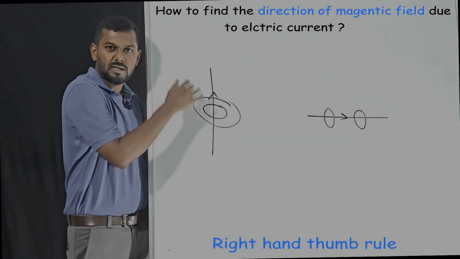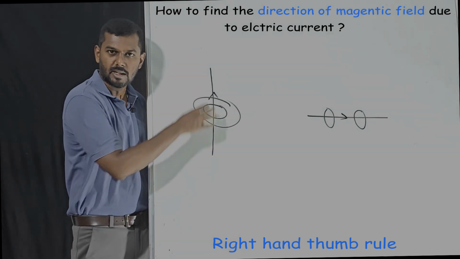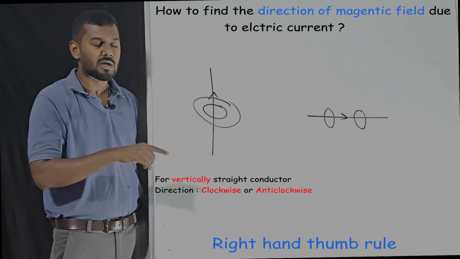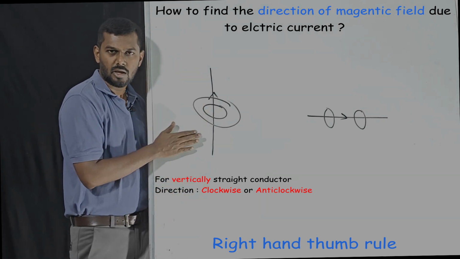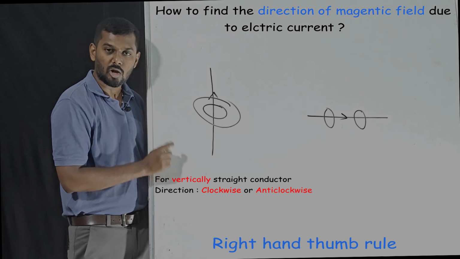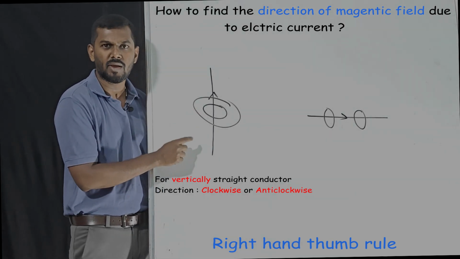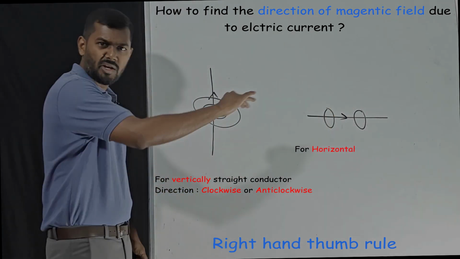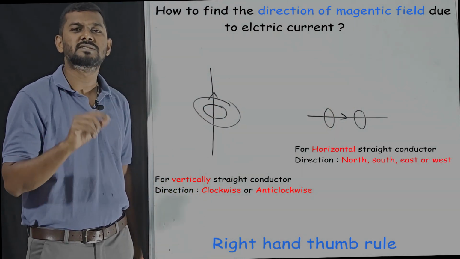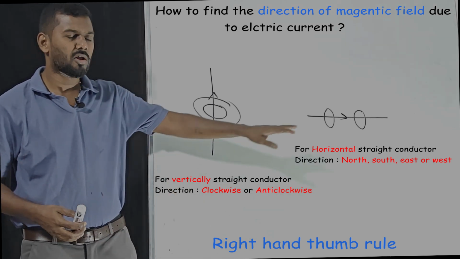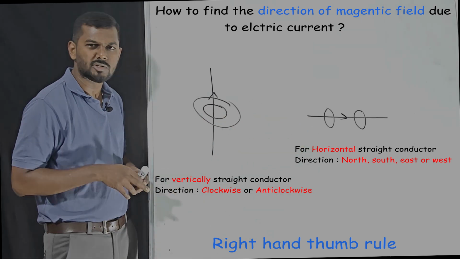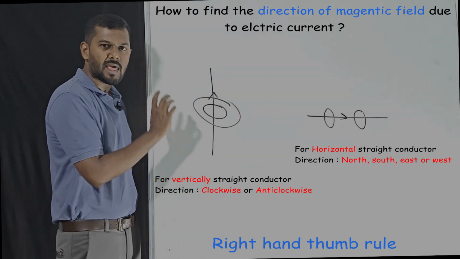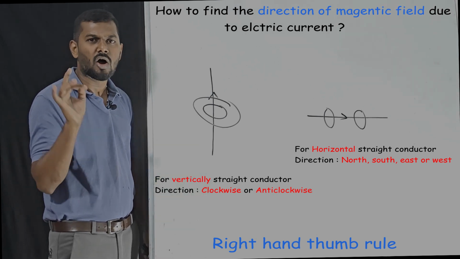When it comes to a vertical conductor, we talk about whether it is clockwise or anti-clockwise. Remember these points. Whenever we talk about a vertical conductor, we talk about whether the direction of magnetic field is clockwise or anti-clockwise. Whenever we talk about a conductor which is horizontal, we talk about north, east, south, west, all the four directions. Here the only possible ways current can flow is upward or downward, correct? And here the direction of magnetic field will be anti-clockwise or clockwise.